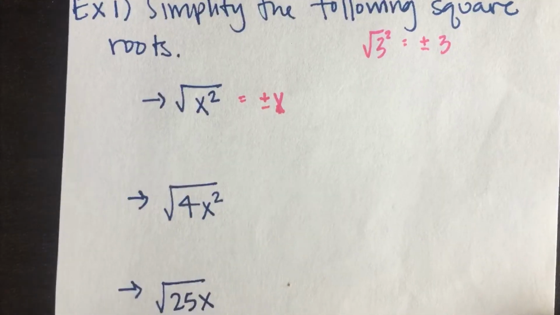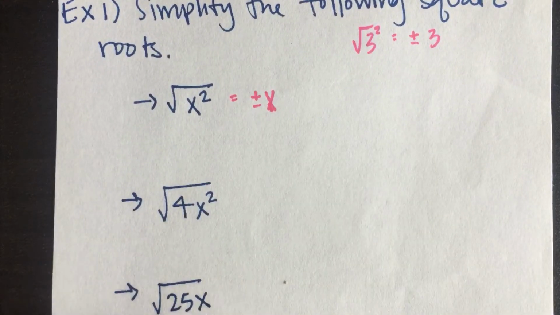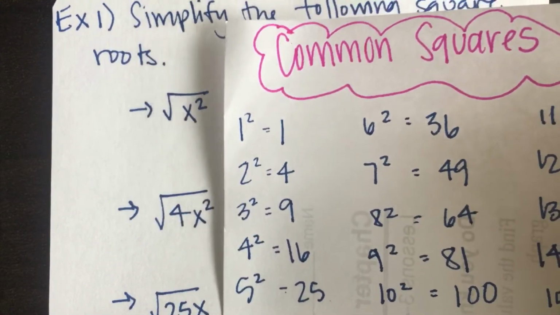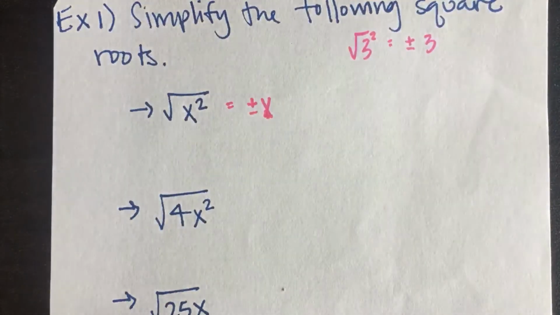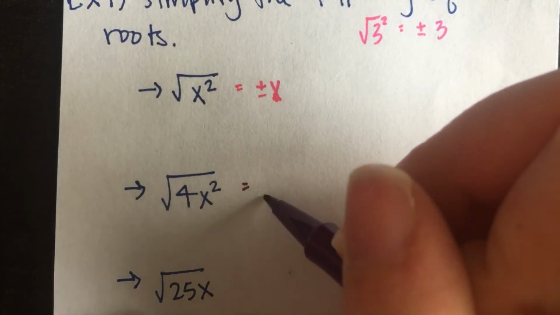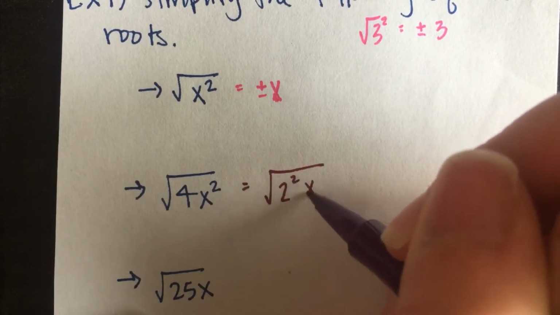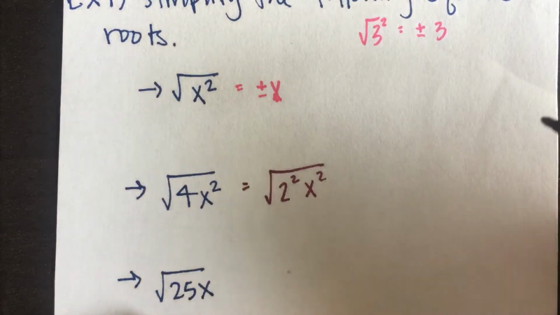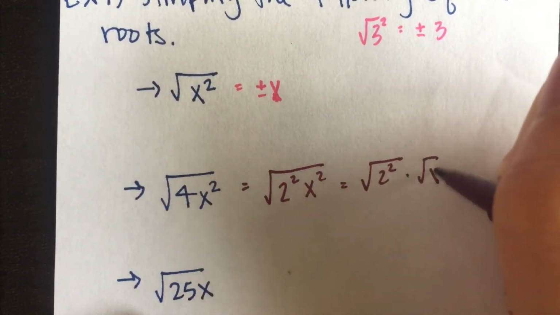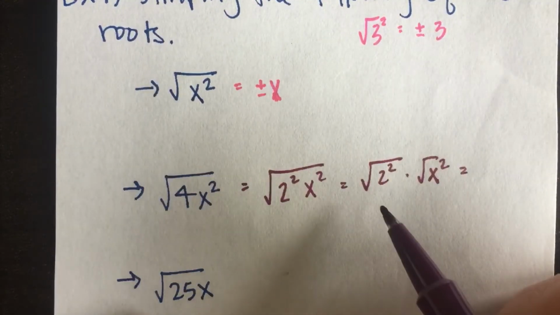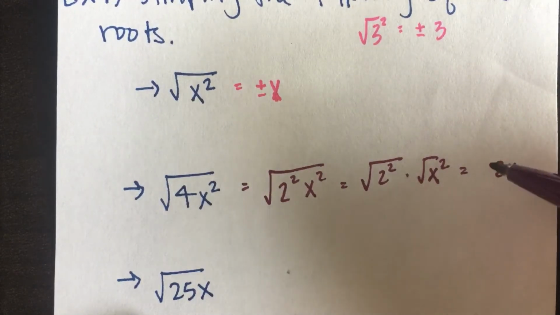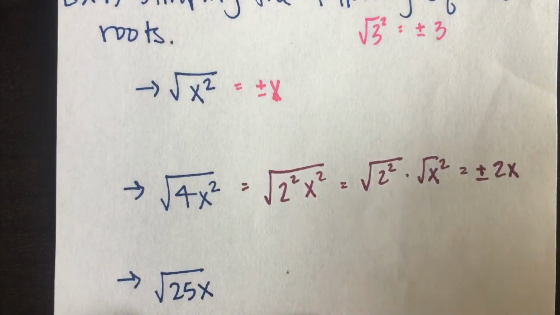Now, same idea. Let's look at the square root of 4x squared. 4, if we look back at our common squares, is the same thing as 2 squared. So we can substitute it in by saying that this is equal to the square root of 2 squared times x squared. And if we split this up into 2 separate multiplications, then the square root of 2 squared is equal to 2, and the square root of x squared is equal to x, and we have that plus or minus out to the side.